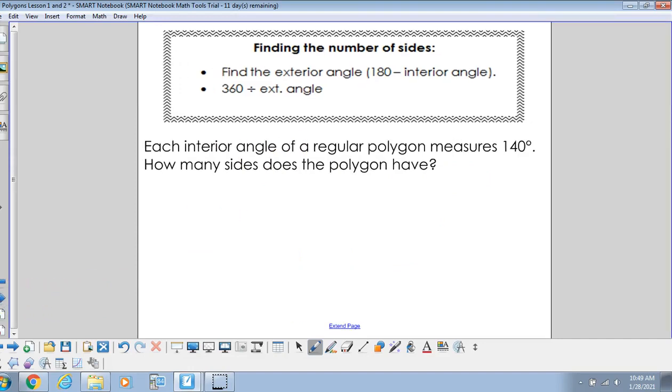For our next problem, each interior angle of a regular polygon measures 140 degrees. How many sides does it have? Let's find the exterior angle. If the interior is 140, then our exterior has to be 40 because they form a linear pair. So our exterior is 40, and now we divide 360 by that. 360 divided by 40. This figure has 9 sides.